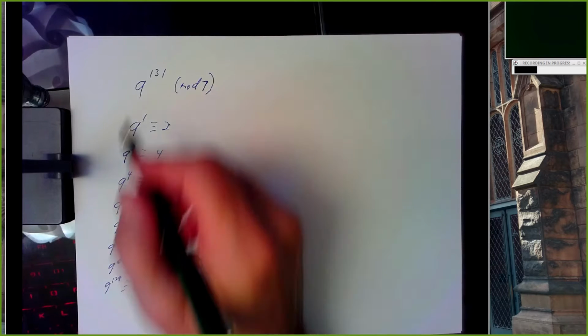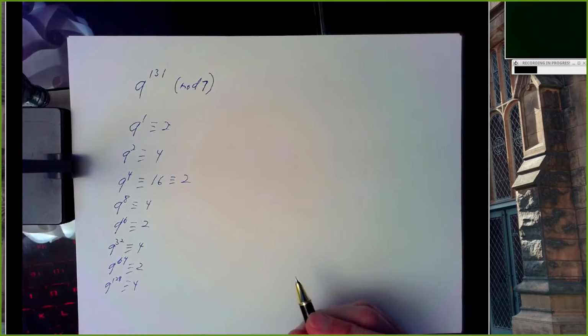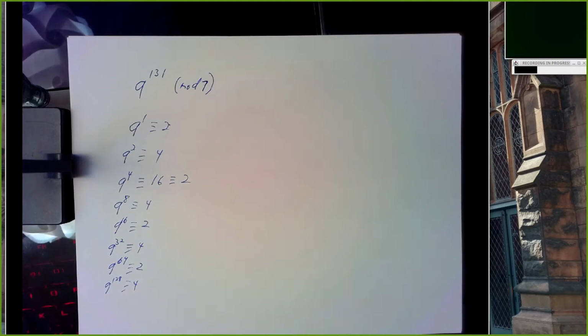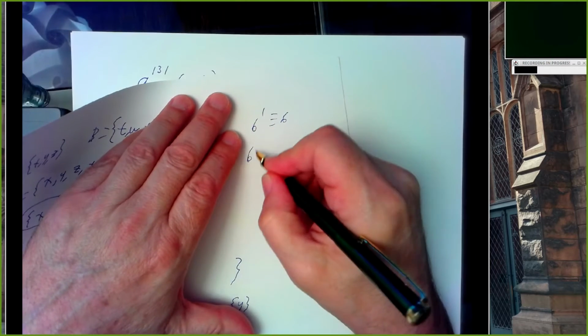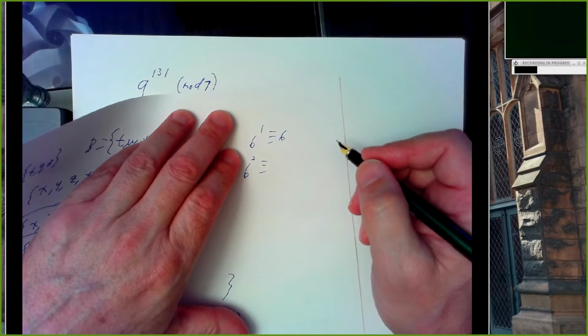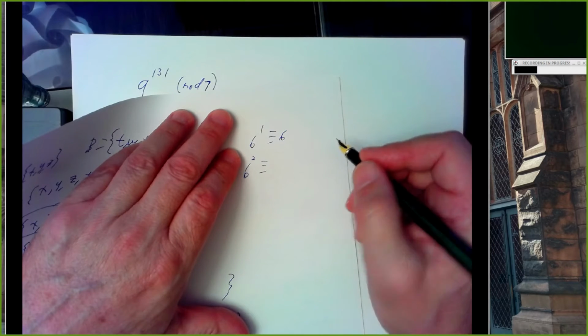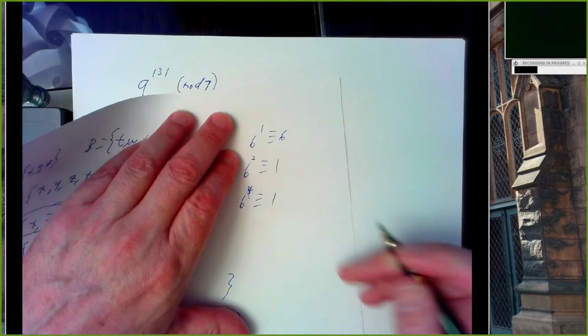For example, if I did 6, let's see what this does. 6 to the first is congruent to 6. 6 squared is 36, which is, no, that's one more. All right, so that's just going to be 1 all the time. Interesting.